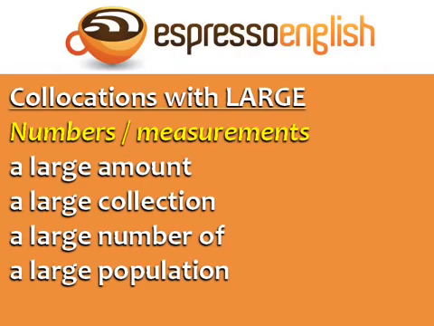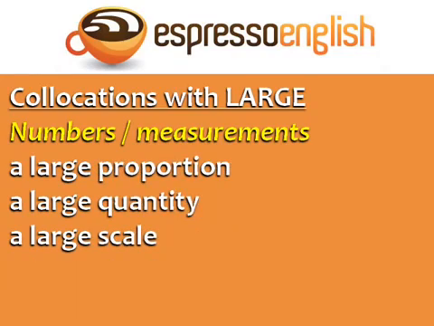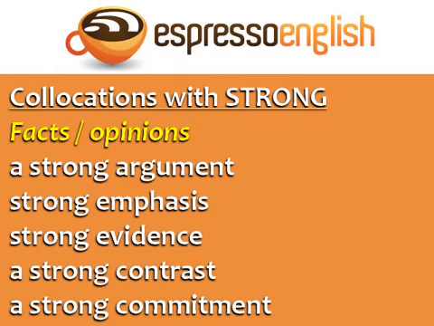The word large is often used in collocations involving numbers and measurements. A large amount, a large collection, a large number of, a large population, a large proportion, a large quantity, a large scale. The word strong is often used in collocations with facts and opinions.